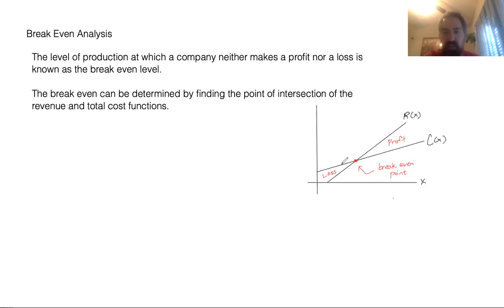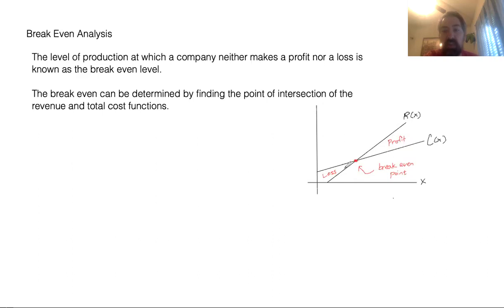And certainly I don't want to have a low level of production that would give me a loss. In this region here, this is where I have a profit. This is where my revenue function is higher than my cost function. So my revenue is higher than the cost, and the difference between revenue and cost is my profit.